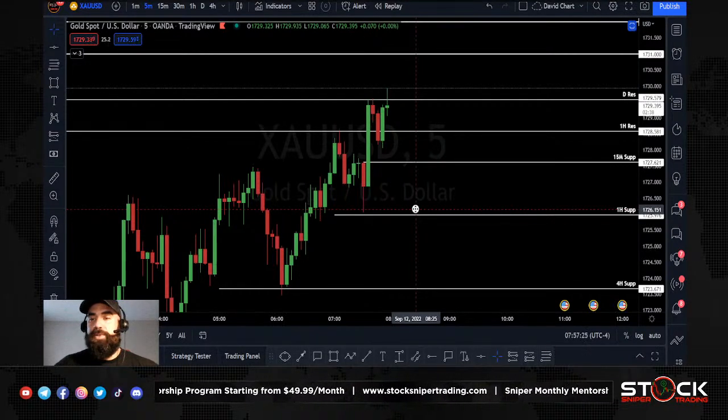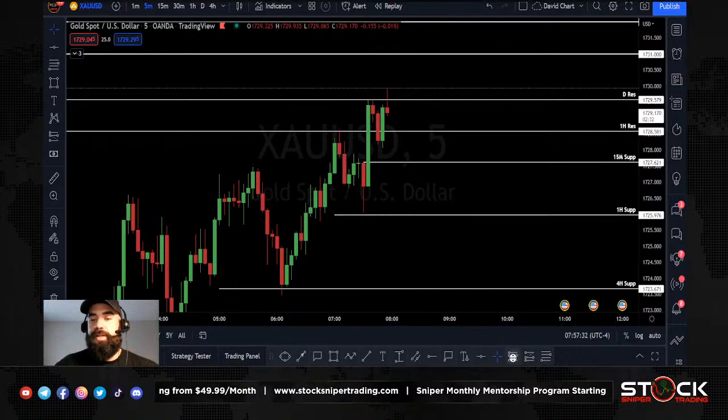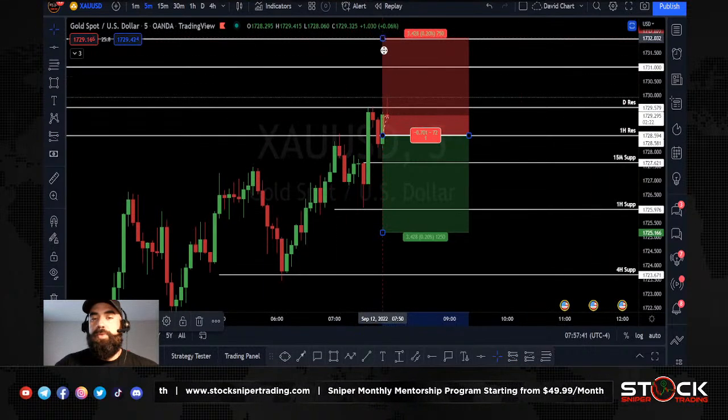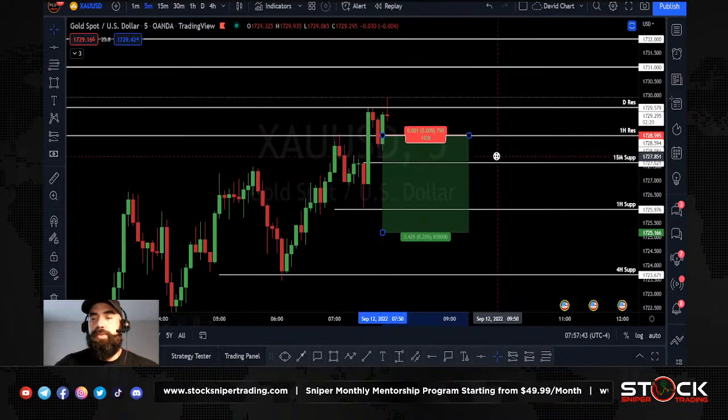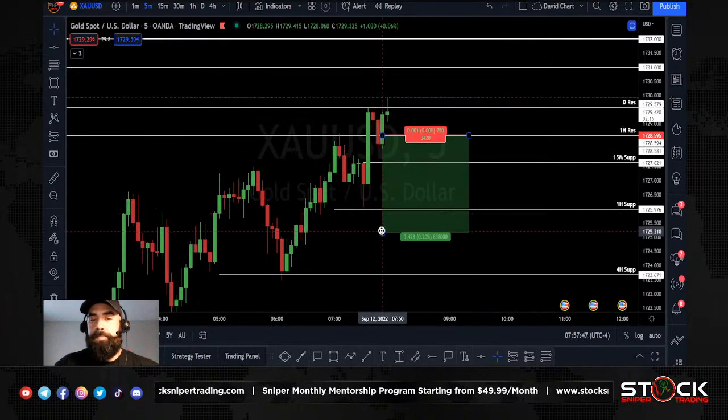So nice rejection coming in, a little bit of a wick down here. Let's see what the 1728.5 is looking at for a potential sell. We'll see if this is going to pull something off. The reason why I'm looking at something like this is because it's coming near the daily, and there's a long bottom wick putting near the hourly.